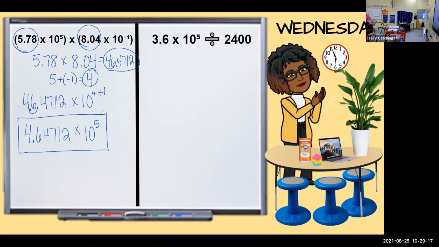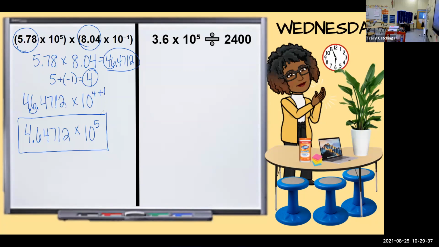Any questions about multiplying with scientific notation? Multiply the decimal values, add the exponents, rewrite it, and check that it's in scientific notation.